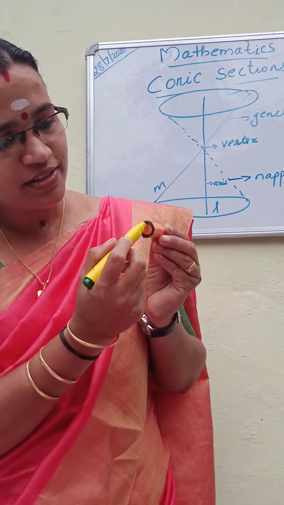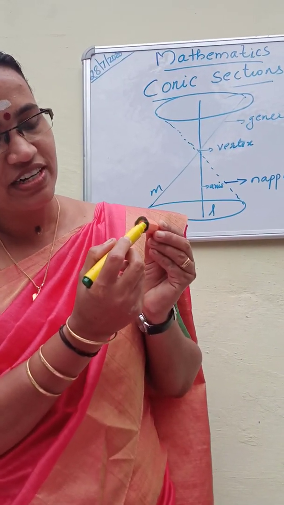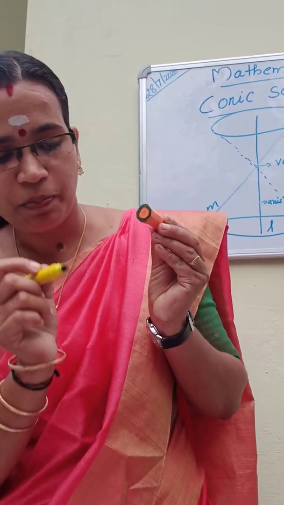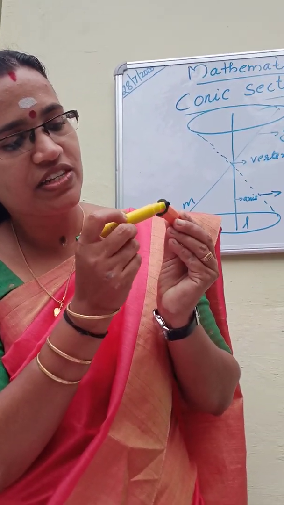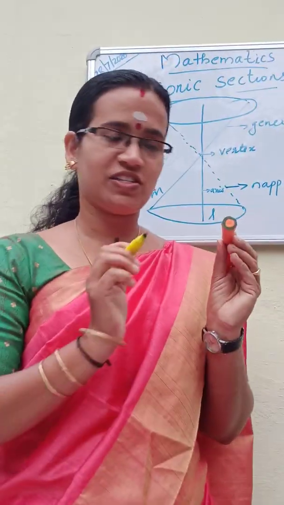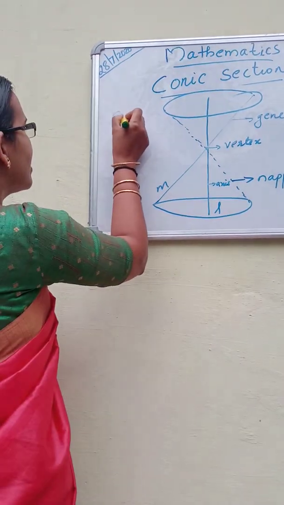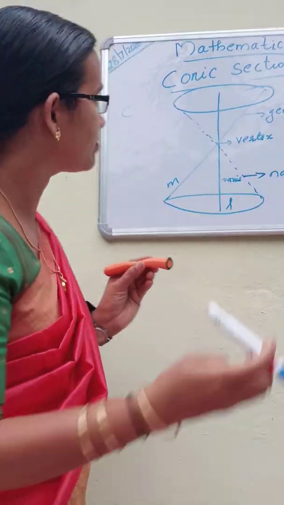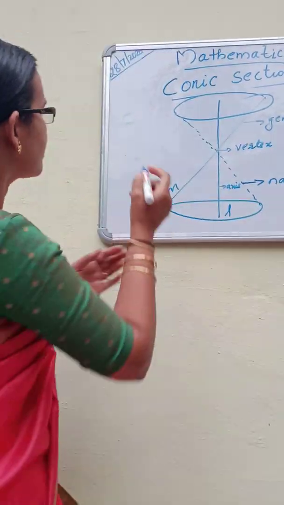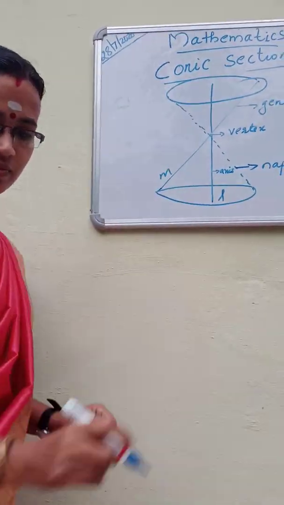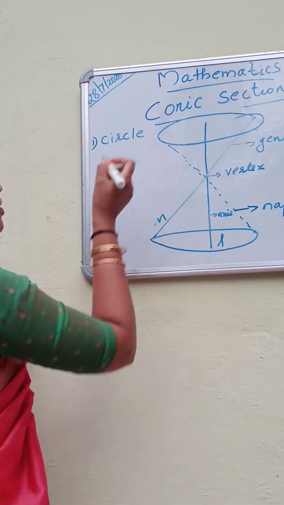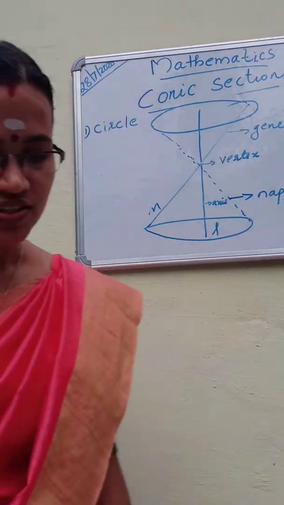The figure so obtained is called what? The plane intersects here. Then what is the shape? Yes, it is a circle. So the first shape we got is a circle.